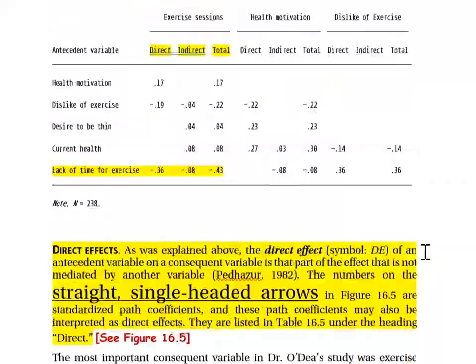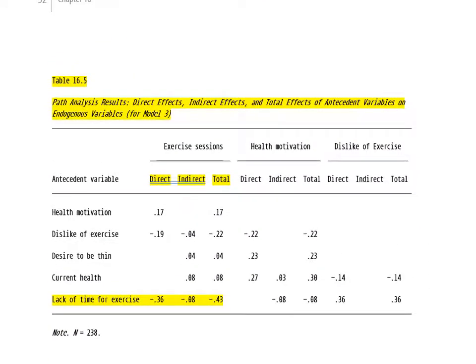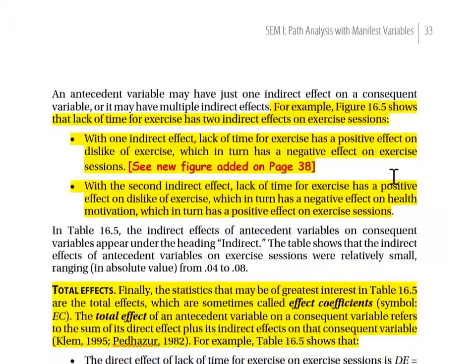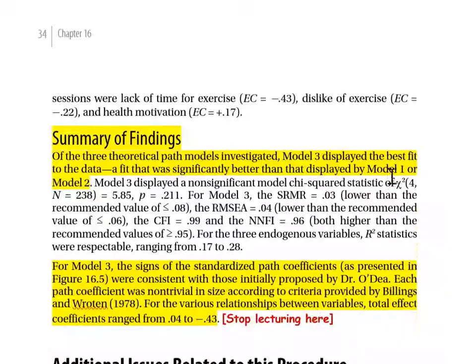And just in case you forgot from the previous video lecture, yes, total effects are presented in table 16.5. This column represents the size of the total effects of our antecedent variables on exercise sessions. Here we have total effects of antecedent variables on health motivation, and here we have total effects of antecedent variables on dislike of exercise.